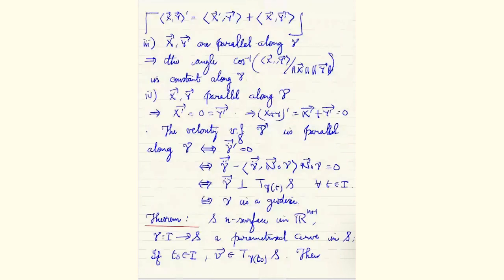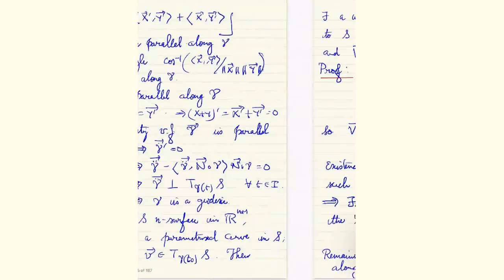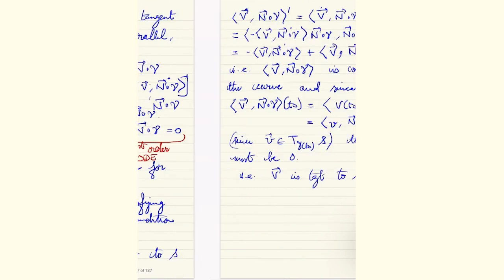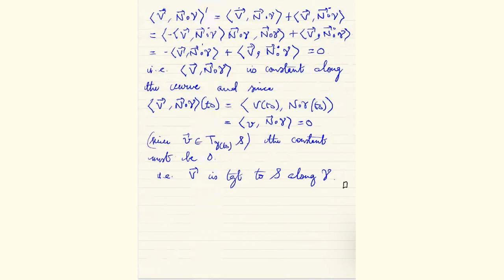Given a surface and a curve on the surface, fixing a point and a direction in the tangent space of the point, you get a unique vector field which is tangent to the surface along the curve and is parallel, with the initial velocity being the given vector. Initial here means at t0, so it's not necessarily 0. The uniqueness will actually define a map for us, and this will give us parallel transport.